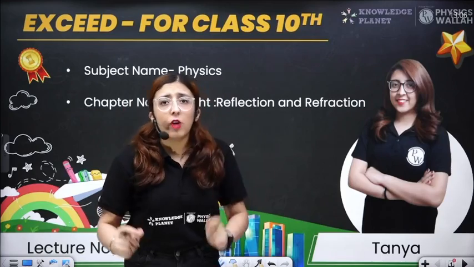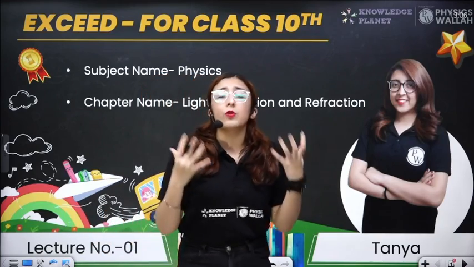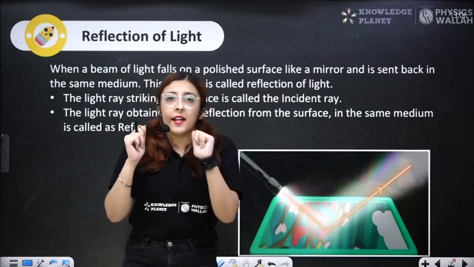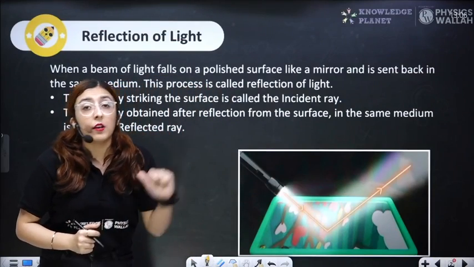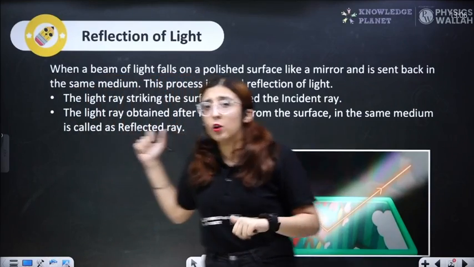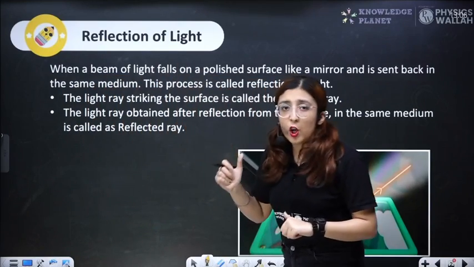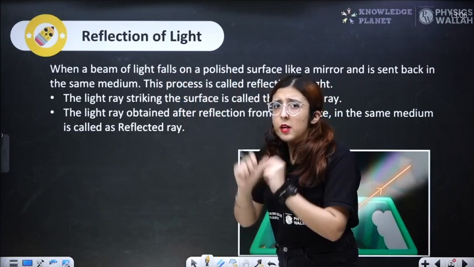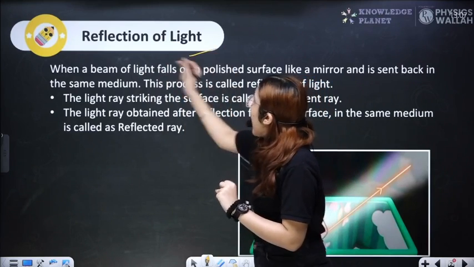So in this chapter, the first thing that we are going to talk about is light, and certainly we are going to talk about reflection. When we say this term, have a look over here, reflection of light. Can you see two terms are there? Yes, light is there and the other is reflection.